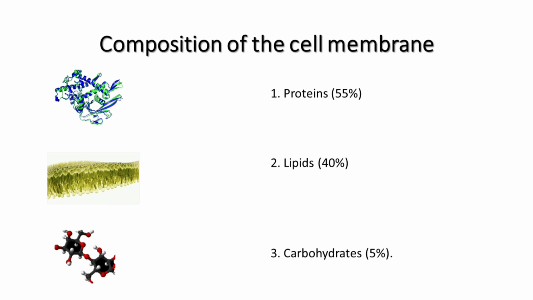Composition of the cell membrane. It has the largest number of proteins, that is 55%. It also consists of lipids and carbohydrates, that is 40% and 5%.